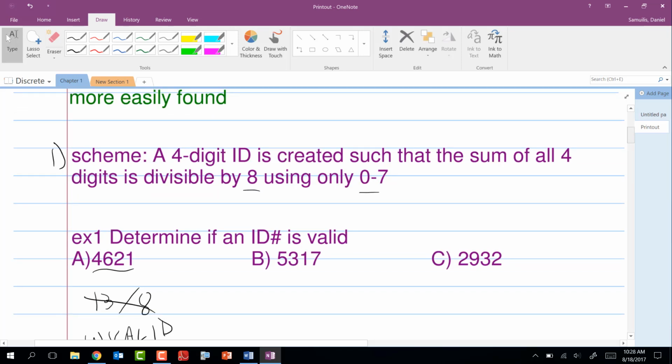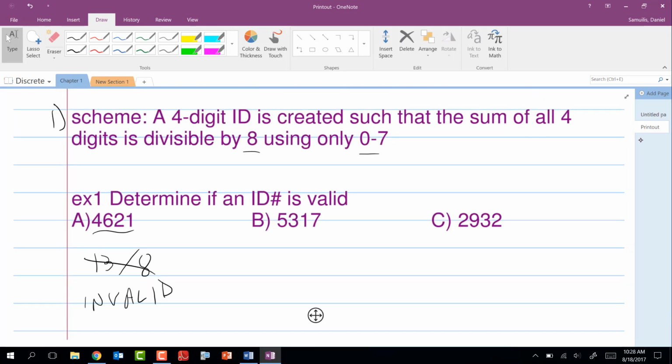5317. Hate when my hand hits this. There we go. It's the first time that happened all day.